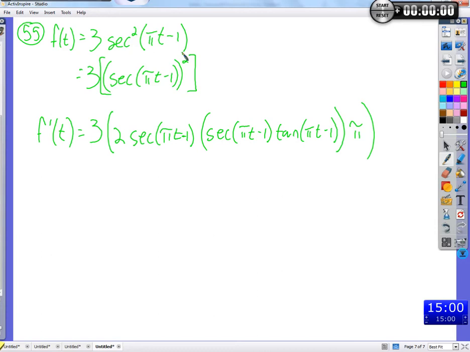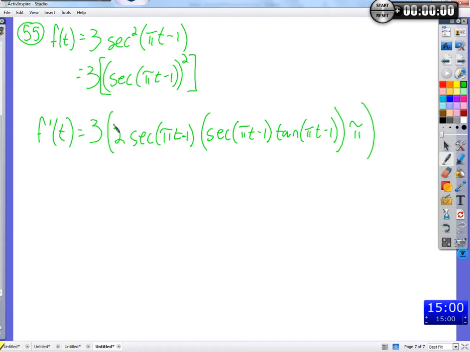Then we're done doing the power rule, and now we're going to take the derivative of the inside of the square function. The inside was secant of pi t minus 1, so we take the derivative of secant of pi t minus 1, which is secant times tangent. Then we go inside the secant and take the derivative of pi t minus 1, which is pi. I'm just trying to figure out how we got 2 secants. I just explained it. I'm so lost about that.